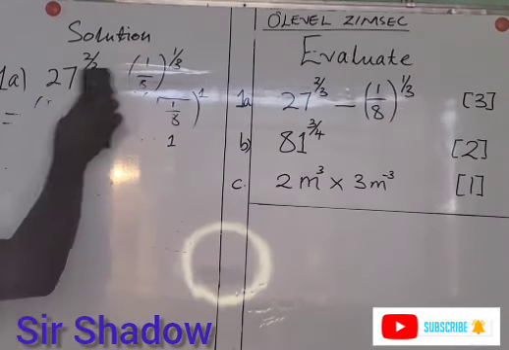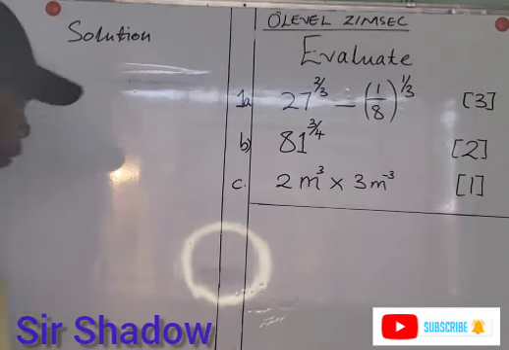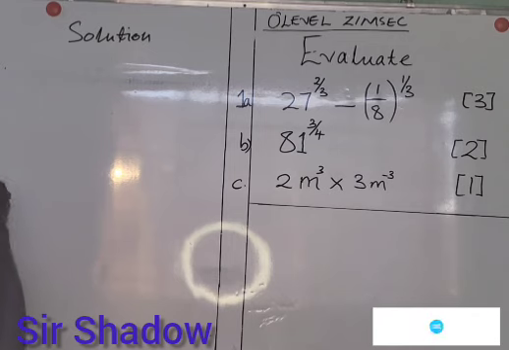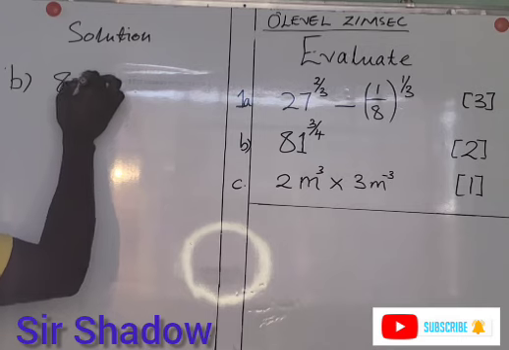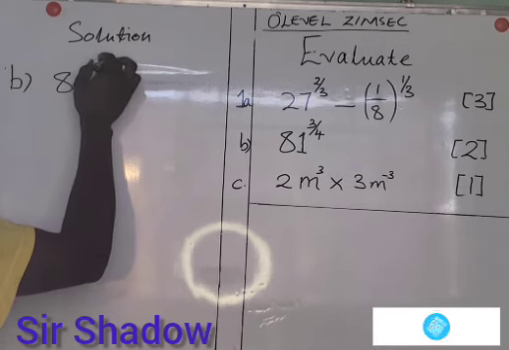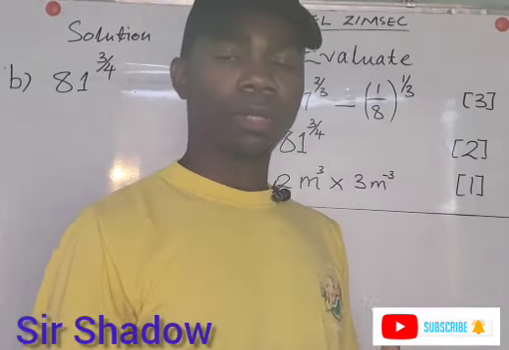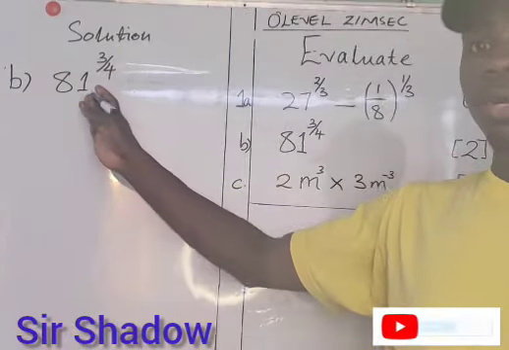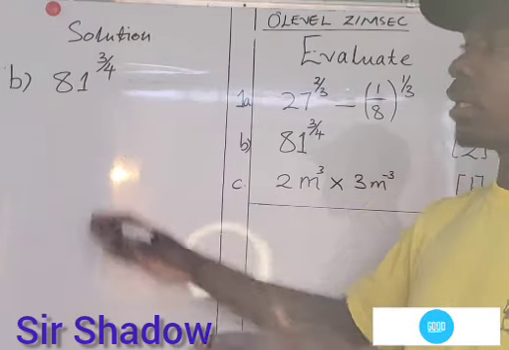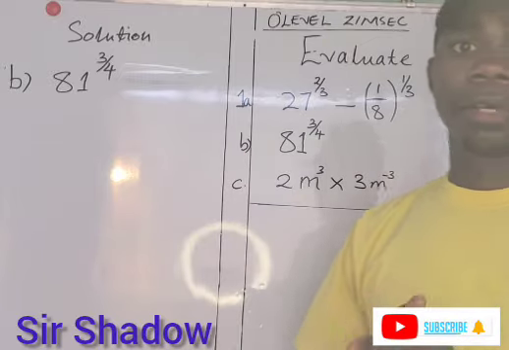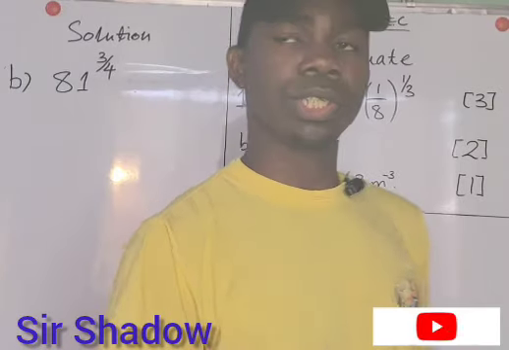Moving on to part B. We are saying question B: 81 to the power of 3 over 4. Remember, we are still working on laws of indices, and we want to apply laws of indices in order to evaluate the situation given in part B.